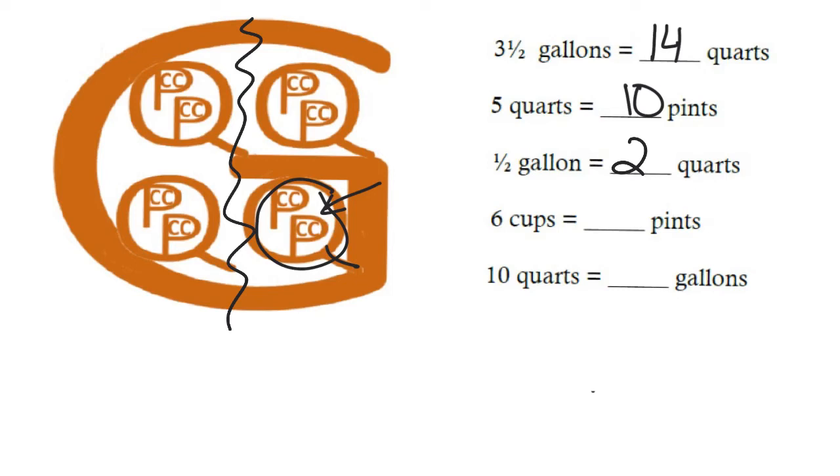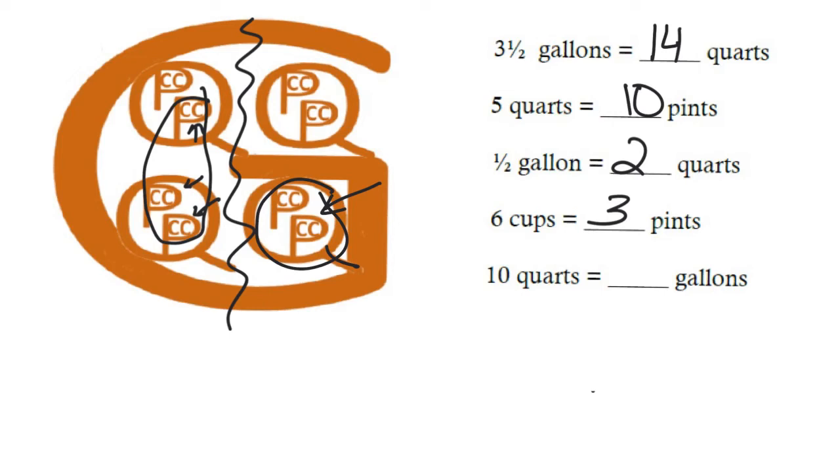Okay, 6 cups equals how many pints? Well, if we look here, in 1 pint, there are 2 cups. Here's another 2. And then here's another 2, so that would be 3 pints, because this would be 6 cups altogether. Okay, and the last question is, 10 quarts is how many gallons?